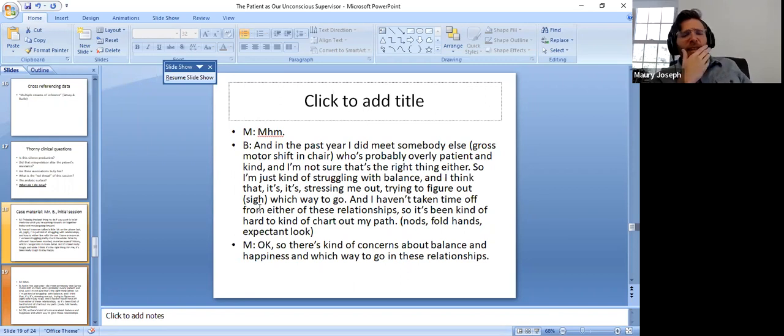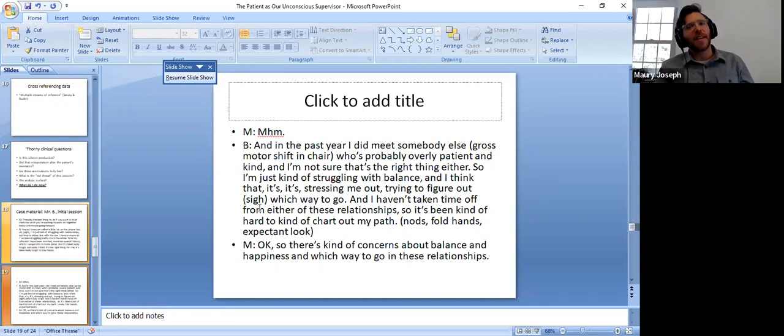And I haven't taken time off from either of these relationships, so it's been kind of hard to chart my path. And then he does this. I don't know if you can see my whole body, but he kind of folds his hands and pauses and then looks at me and nods. Okay? Which is polite social prompting. It's your turn to speak, right? And he has this expectant look.